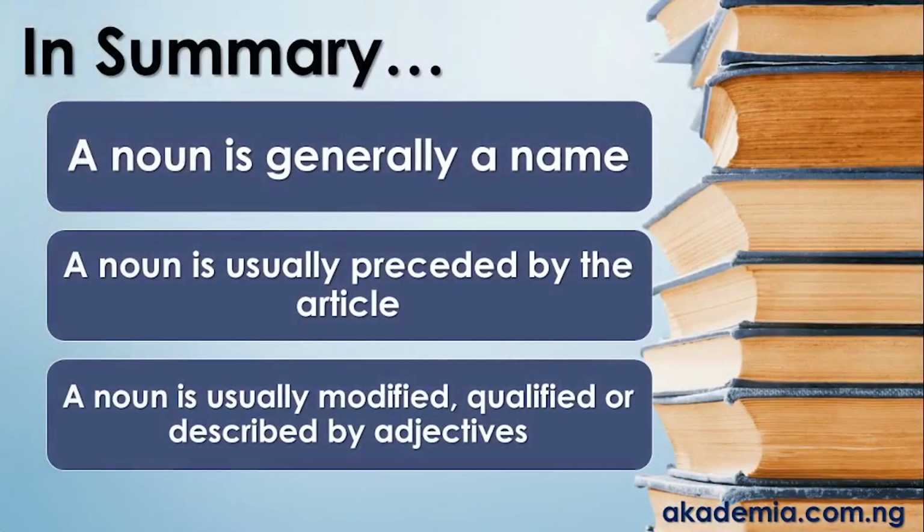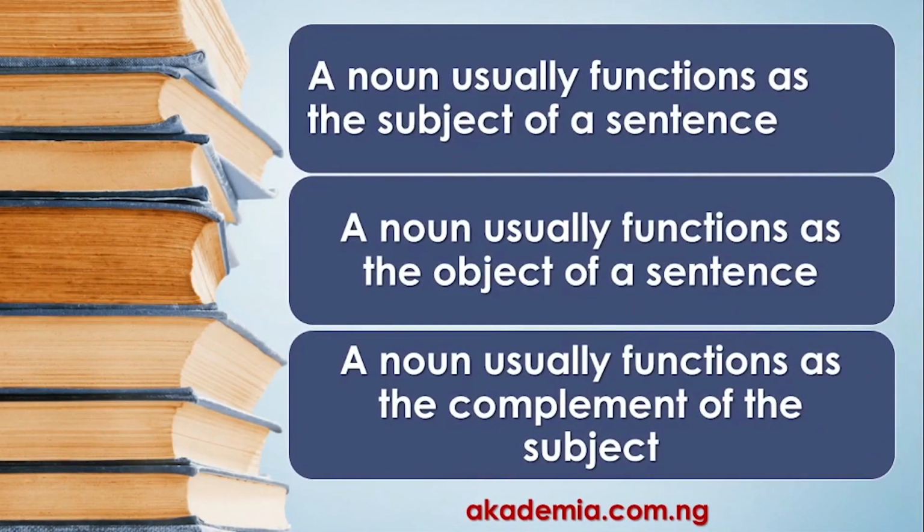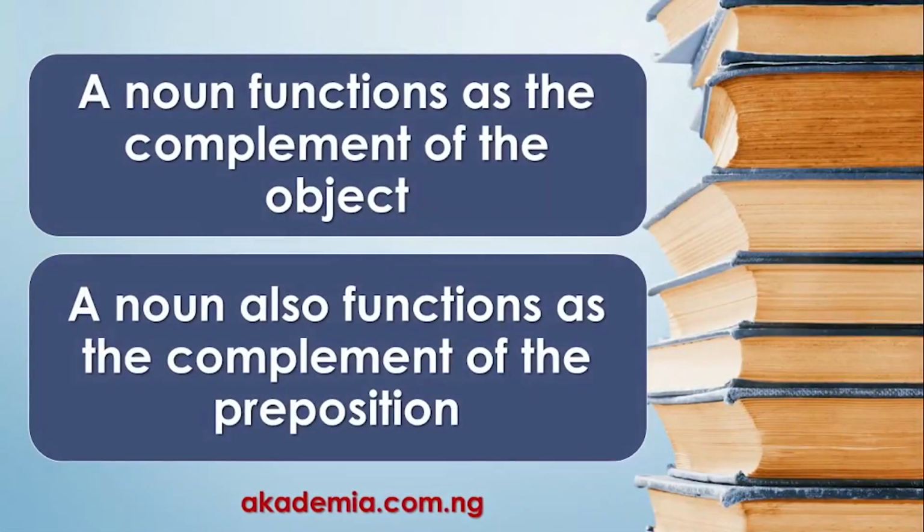So in summary, all we have said is this, that a noun is generally a name. A noun is usually preceded by the article. A noun is usually modified, qualified, or described by adjectives. A noun usually functions as the subject of a sentence. A noun usually functions as the object of a sentence. A noun usually functions as the complement of the subject. A noun functions as the complement of the object. And finally, a noun also functions as the complement of the preposition.